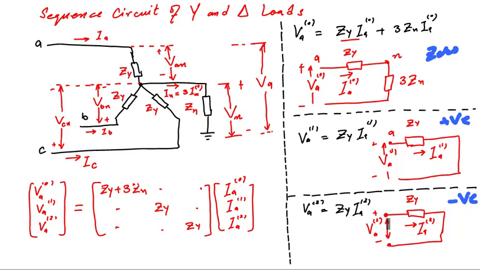The reason is that the positive sequence and negative sequence currents are balanced in such a way that their phase difference is 120 degrees. So when these three currents come to the neutral, their sum becomes zero. So these two currents, positive sequence and negative sequence, will not be able to flow through this neutral path. Due to this reason, the impedance Zn appears neither in the positive sequence circuit nor in the negative sequence circuit.